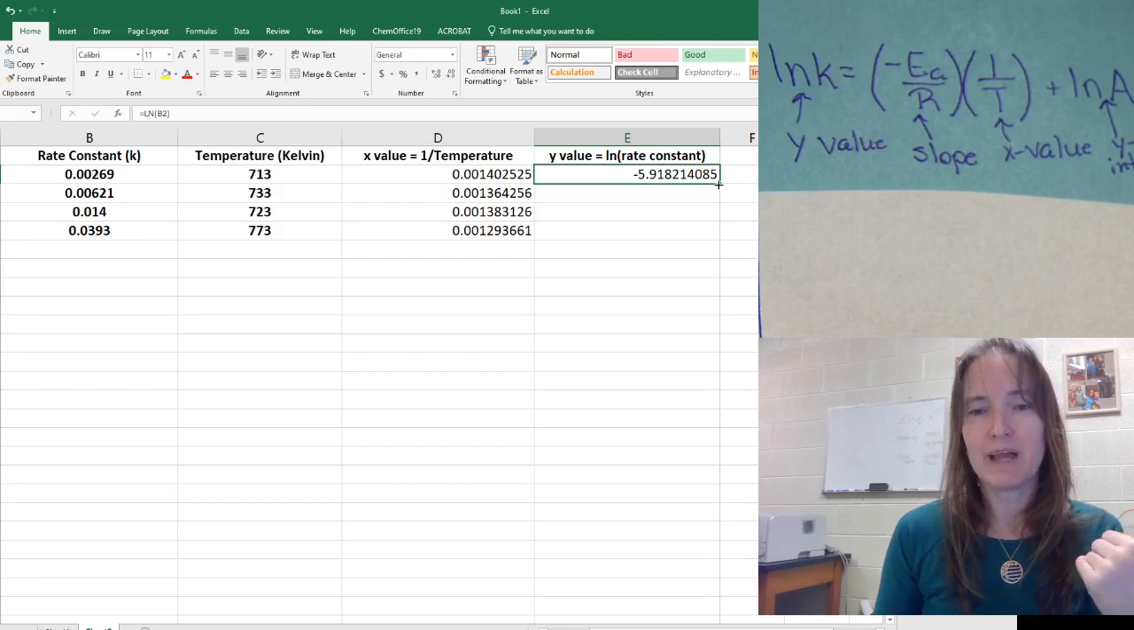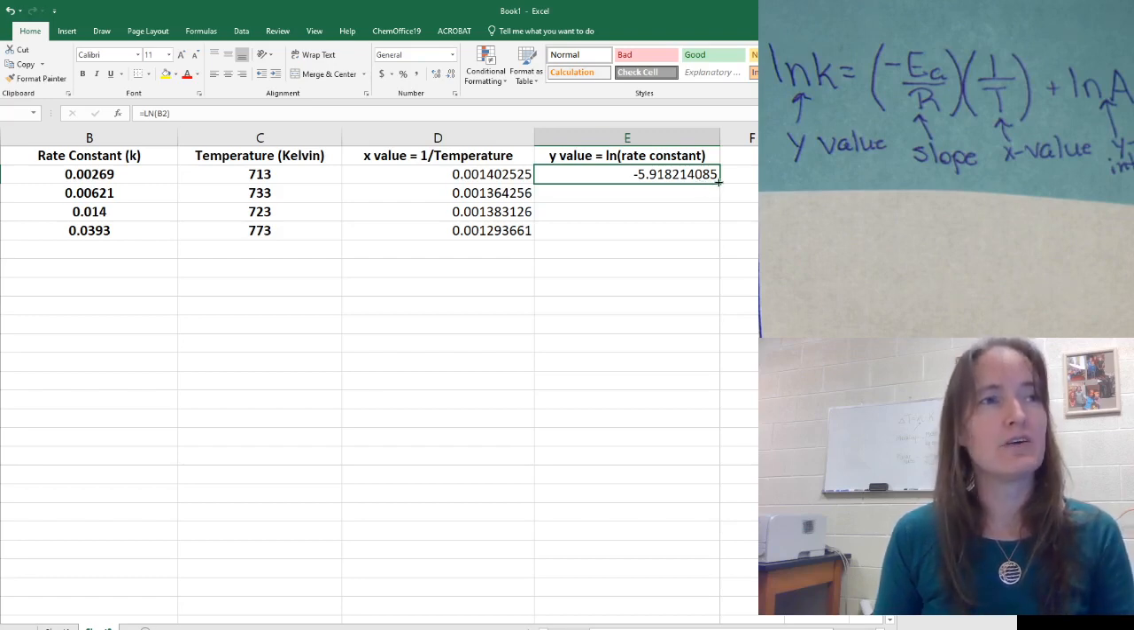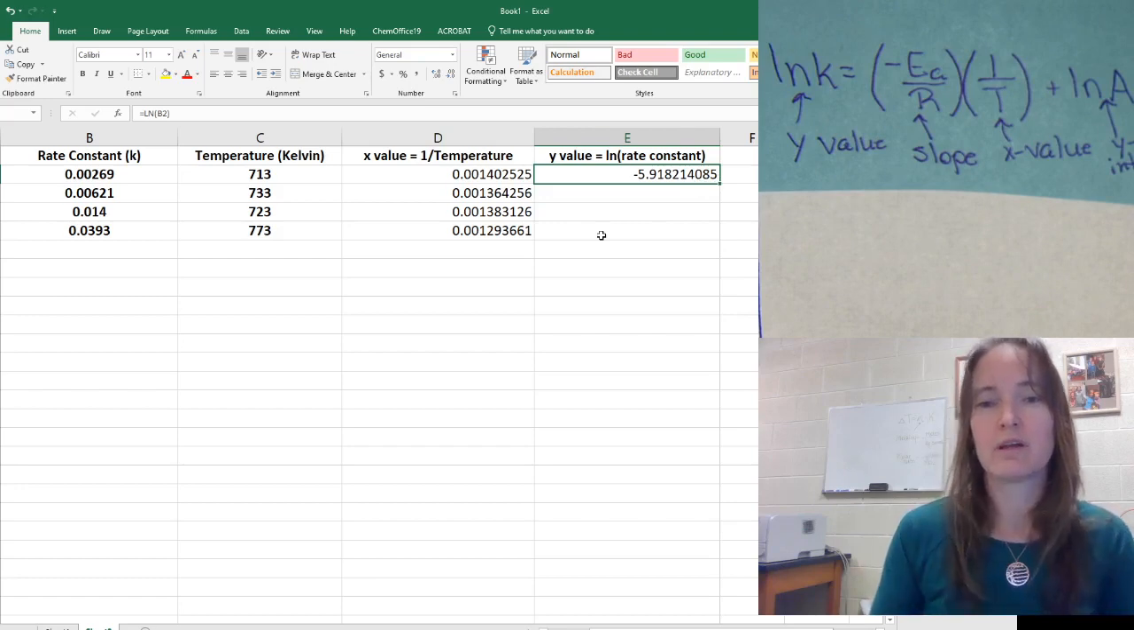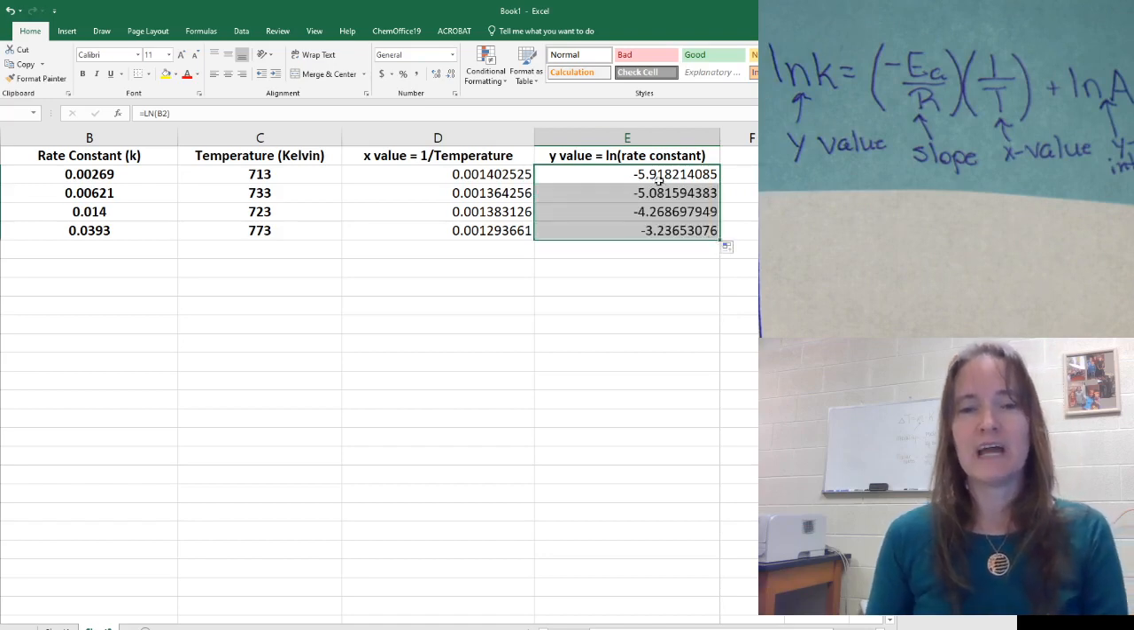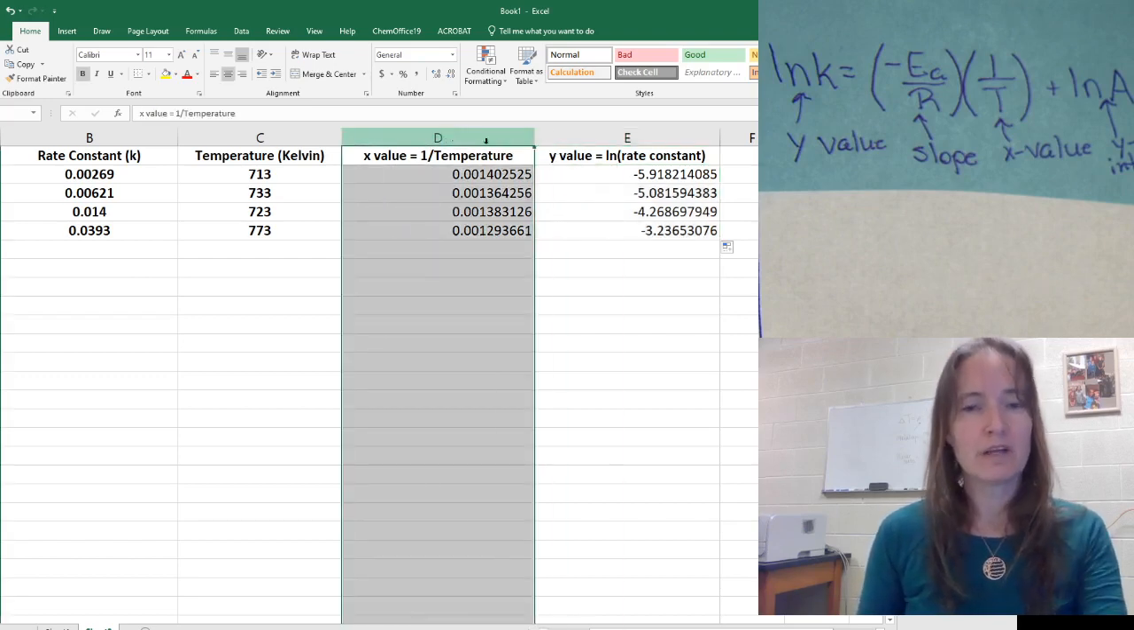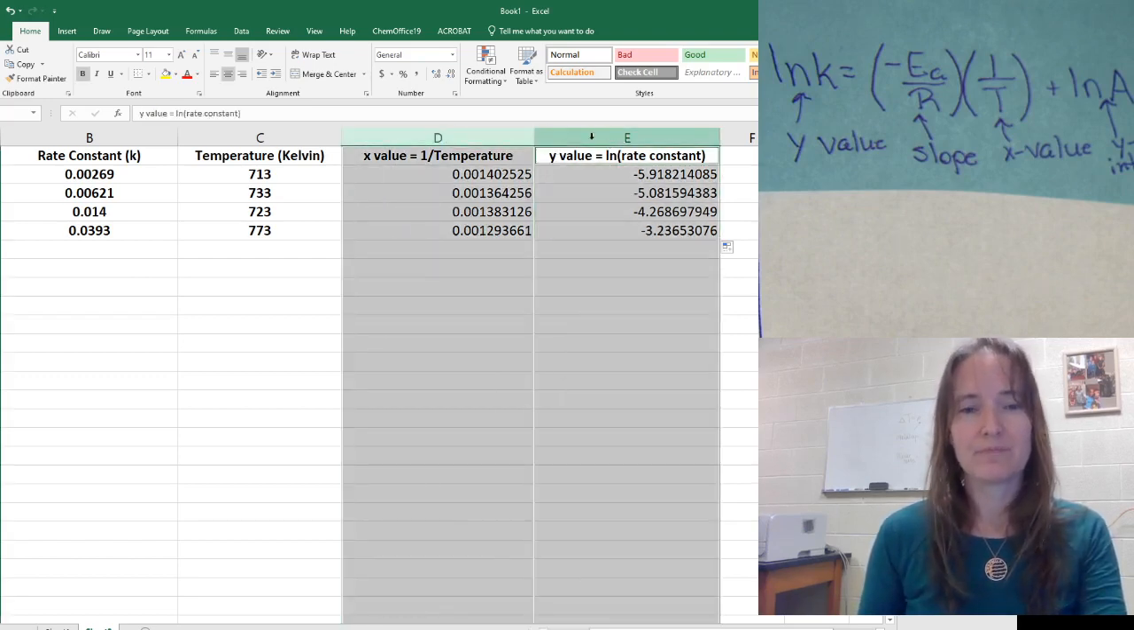And again, because I used a math equation and had an Excel spreadsheet do this for me, I can repeat this math equation by going and touching the cell, going to the corner when you see the little T shape, and you just drag it down. And so now I have repeated this calculation for each of my rate constants. So now I have my X value and I have my Y value.